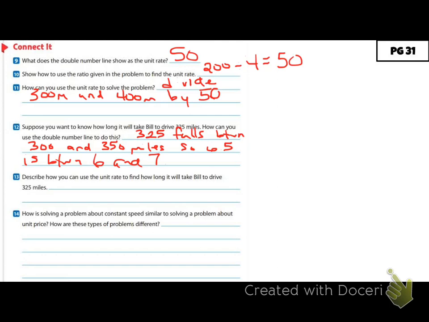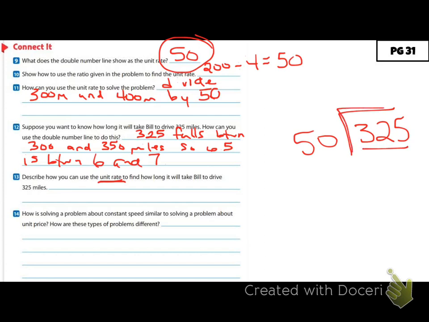13 says describe how you can use the unit rate to find how long it would take Bill to drive 325 miles. Again, unit rate is the real deal. Our unit rate was what? Up here. It's 50. How would we use the unit rate to find how long it would take him to drive 325 miles? If you do 325 divided by your unit rate, which is 50, you will get 6.5. So then you just explain that. Divide 325 by 50 and you get 6.5 hours.